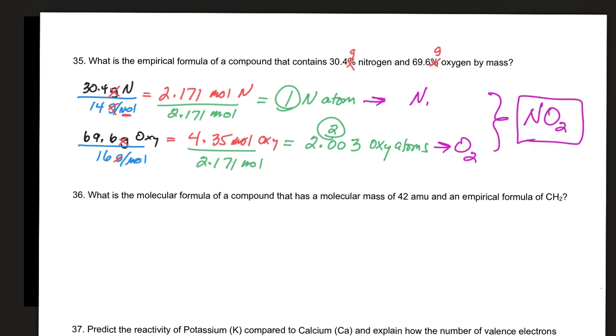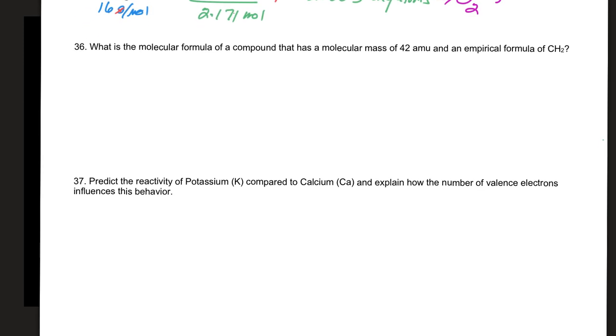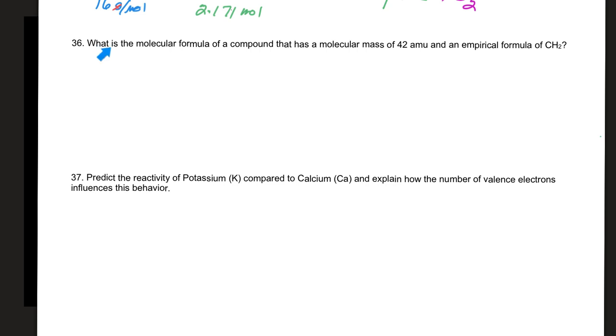This formula corresponds to the empirical formula for this particular problem. So let's go ahead and go on to problem number 36. 36 is asking us to find the molecular formula of a compound that has a molecular mass of 42, and we've got an empirical formula. So if we cut down to the thing that we're going to figure out here, we're going to get the molecular mass, or the molecular formula mass, and we're going to divide that by the empirical formula mass so that we can figure out the multiplier.